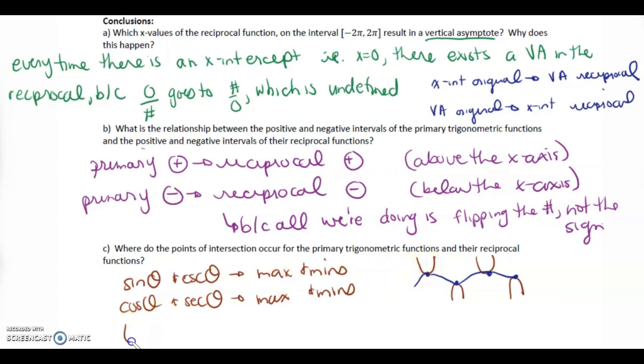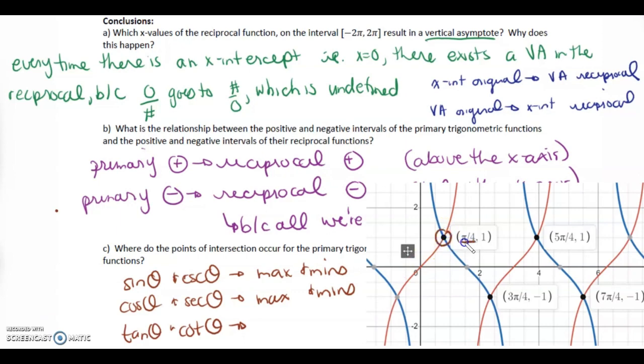Now, for tan and cotangent, you can see here, π/4, 3π/4, 5π/4, 7π/4. So for tan and cotangent, they intersect at π/4, plus or minus. And then what's the difference between π/4 and 3π/4? Well, it's 2π/4, which is π/2. So plus minus π/2 n number of times, because it's going to obviously continuously intersect.